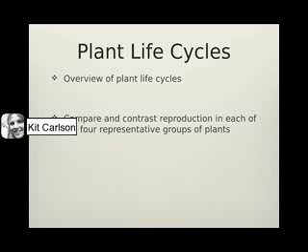For the rest of the slideshow, I'm going to go through the plant life cycles again. I will actually be looking at the cyclical life cycle in the slide. And we should spend some time comparing and contrasting the reproduction in each of those four representative groups and really pointing out the key evolutionary distinctions or adaptations that we see in each of these representative groups that we can identify from the plant life cycle.